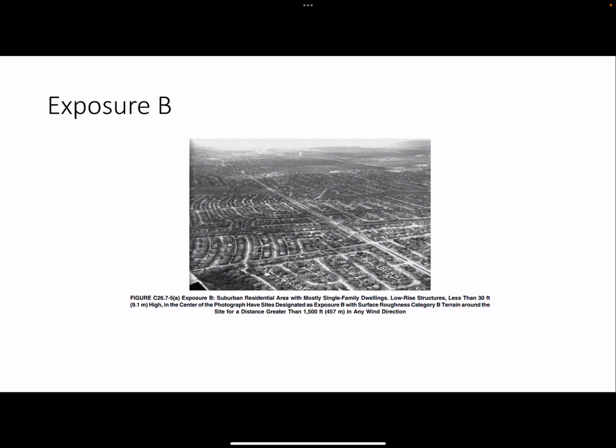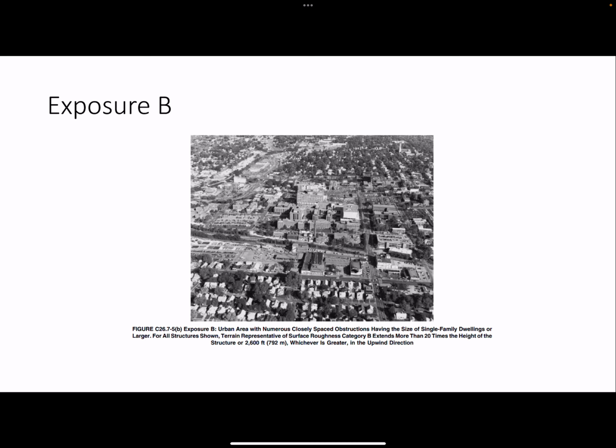And then here are some examples that are provided in ASCE 7 for each exposure category. This would be a suburban area, with mostly single-family dwellings. This is more of an urban area with numerous closely spaced obstructions having single-family dwelling size or higher. There used to be a category A, as I mentioned before. What do you think that was? Specifically for cities, like urban downtown areas. But now we use wind tunnel studies for things like that. So they abandoned exposure category A, and now we use exposure B.